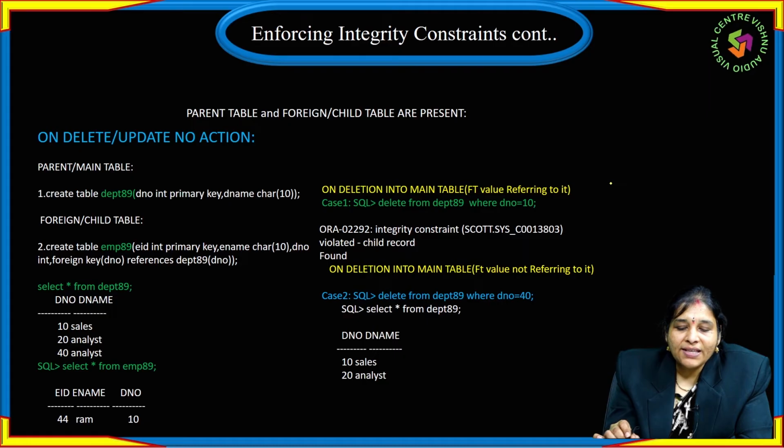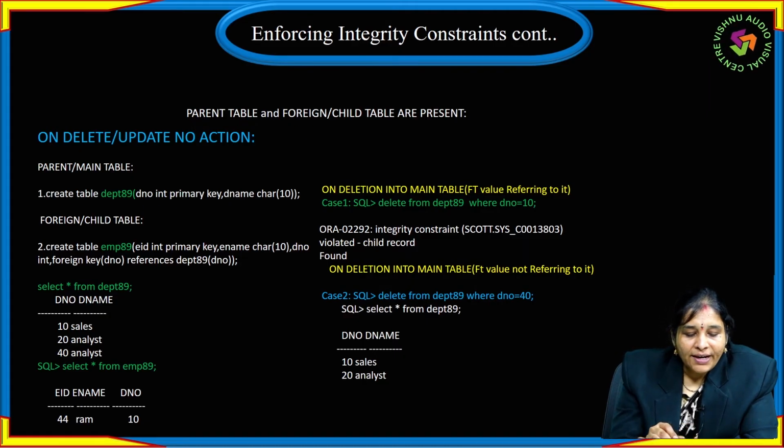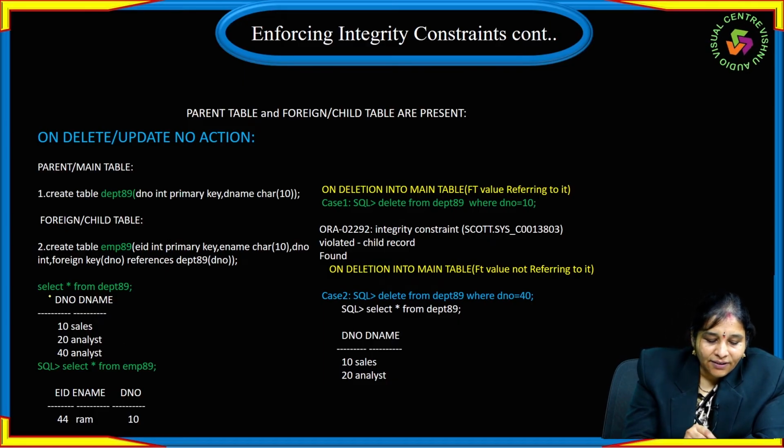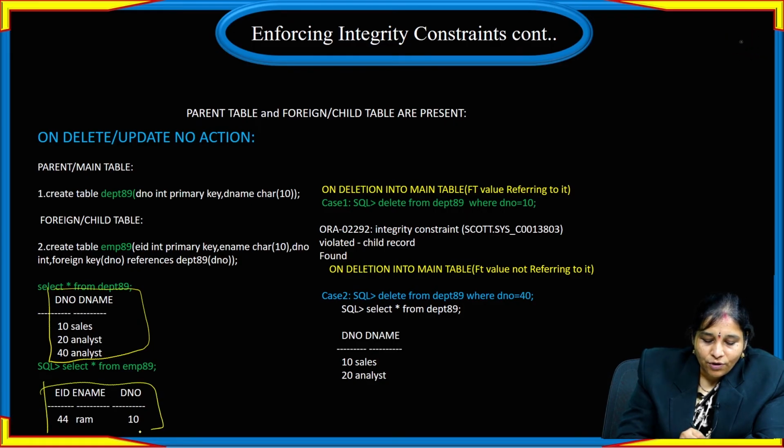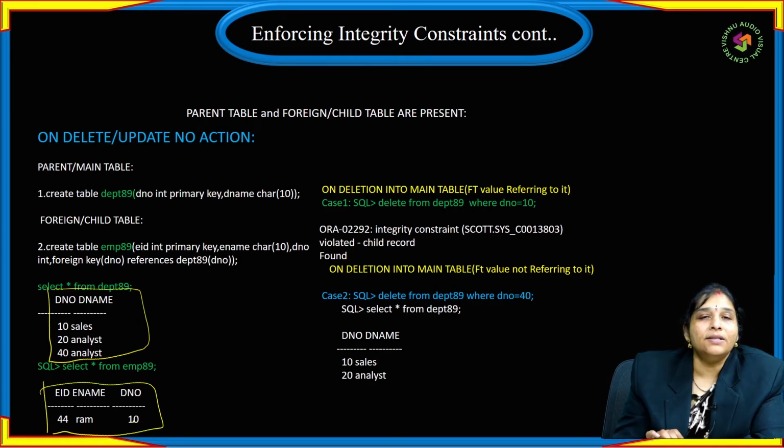So we will continue the same example. Parent table and child table are present. I have created department, and in that department I have the values 10, 20, 40 with sales, analyst, and one more analyst inserted previously. Now I have created the employee table wherein only one row is present, 44, RAM, 10.